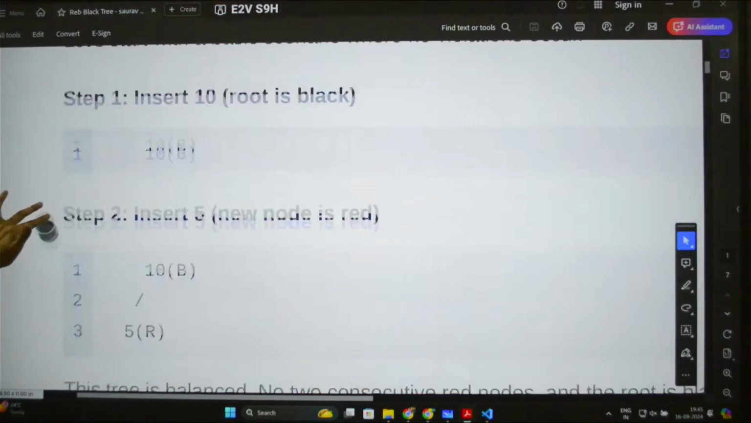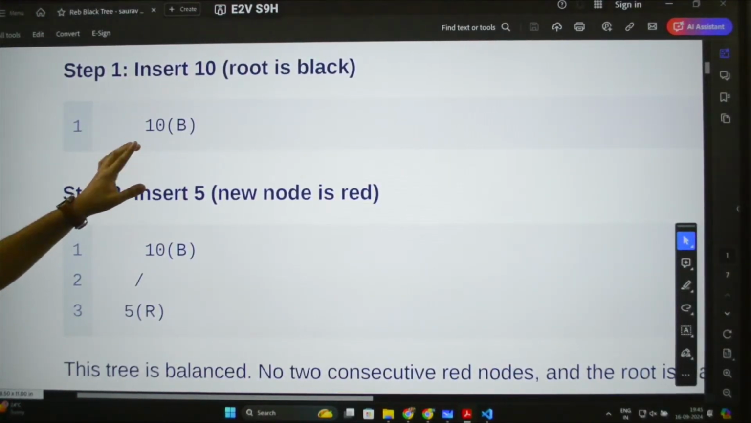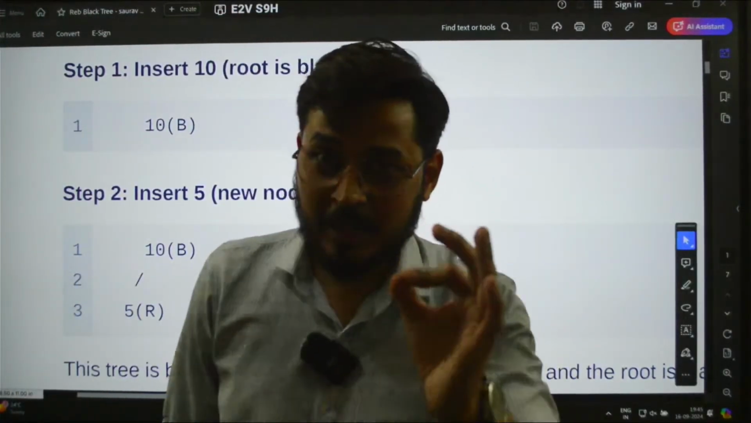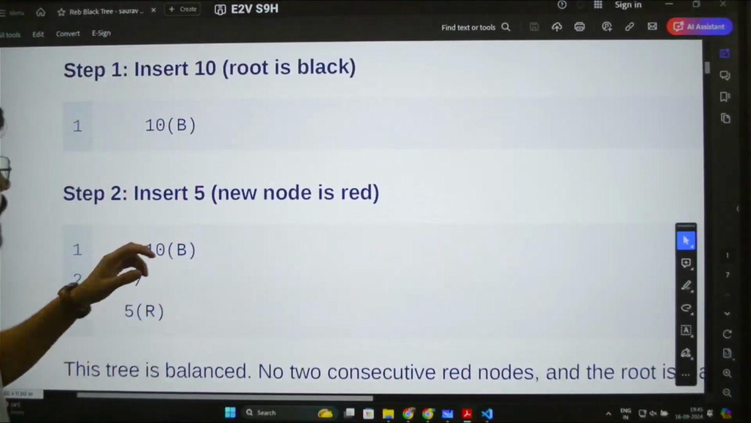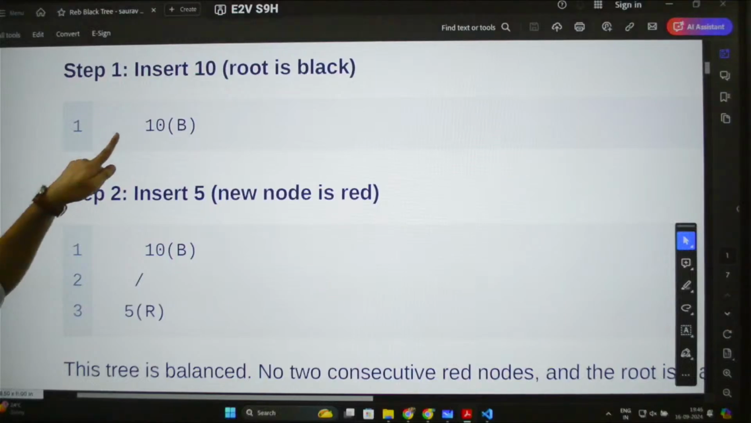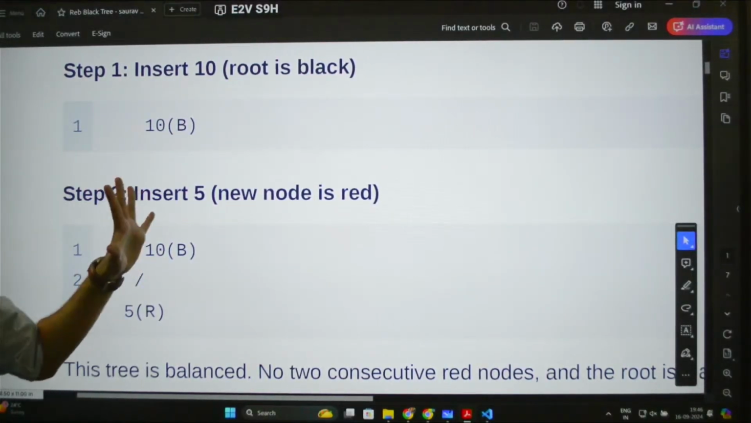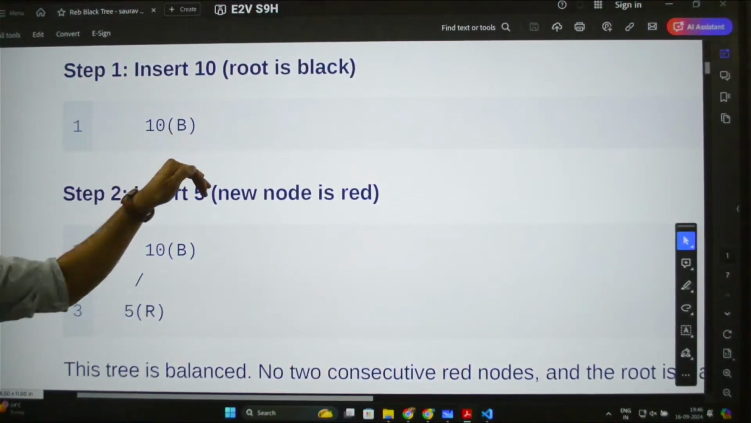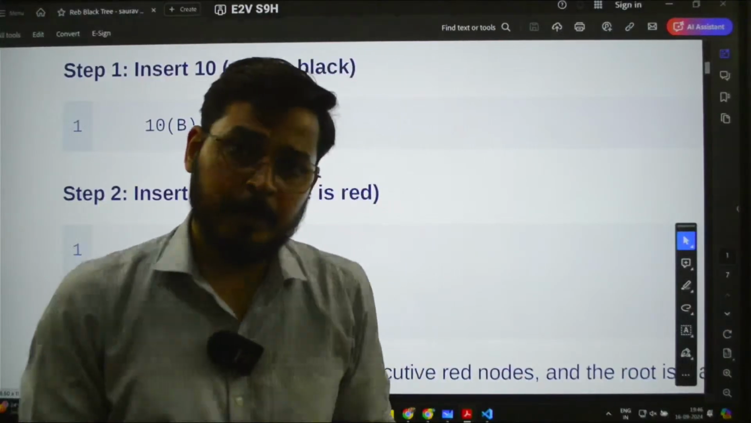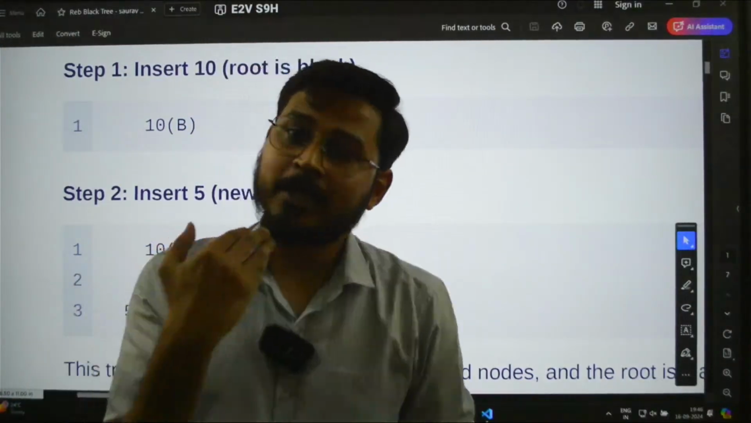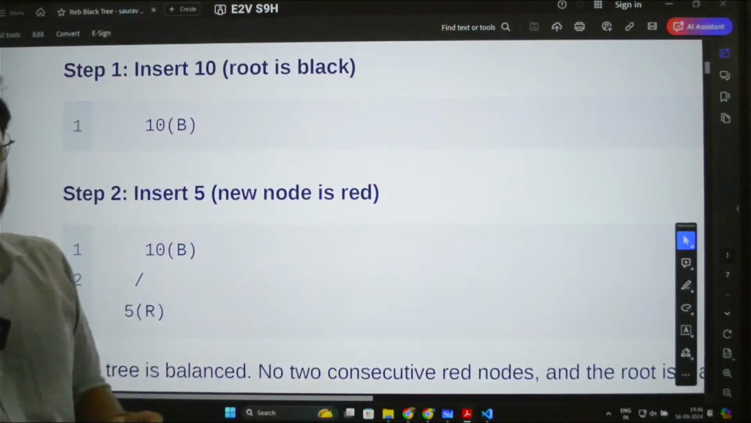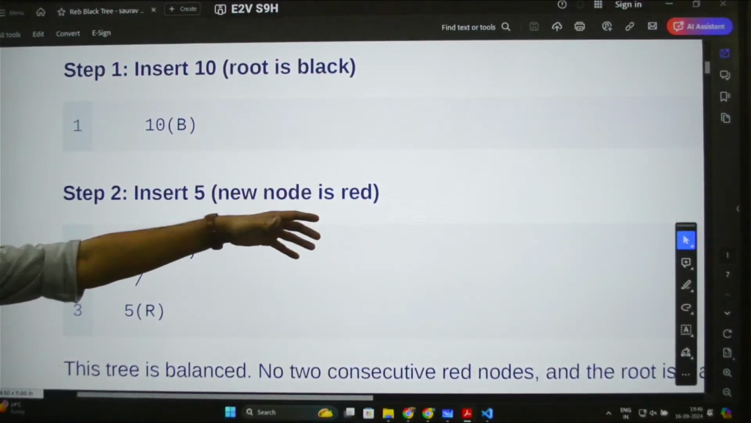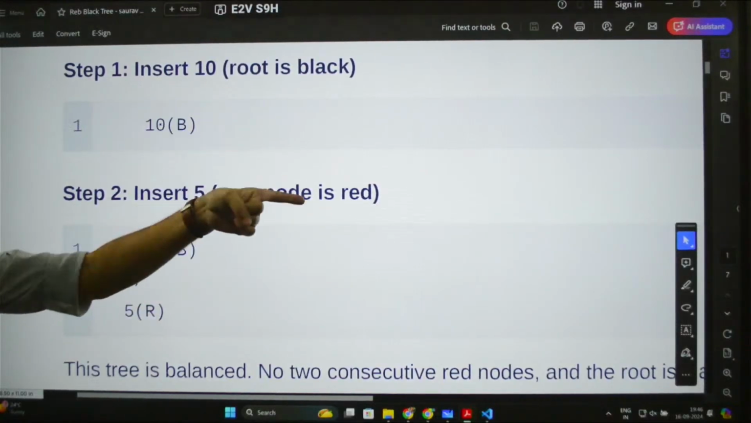Simple insertion where no violation is there. You see the root is 10. We have inserted the first node, and the first node is always inserted as red. I have told you many times by now that the new node will always be taken as red. But as soon as it becomes the root, it will be automatically converted into black. So guys, don't think the root node is black by default. No, it is also inserted for the first time as red, but then later converted into black. I hope this is very much clear.